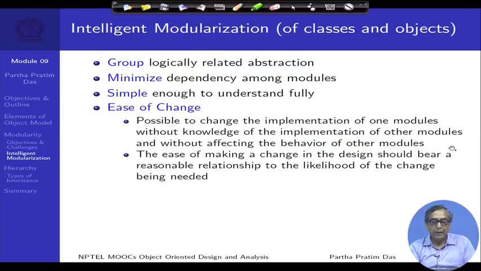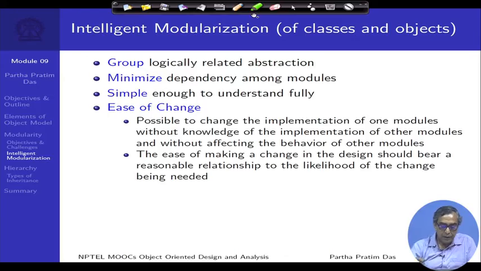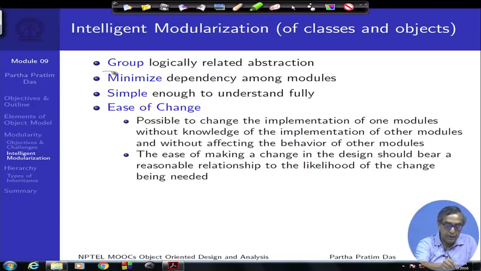So, in this background, to keep to the objectives of modularization, we often talk about intelligent modularization. These are some of the thumb rules, or basic guidelines, that you may follow to achieve the objectives better. I have just highlighted the keywords in this. The first is: group logically related abstractions.